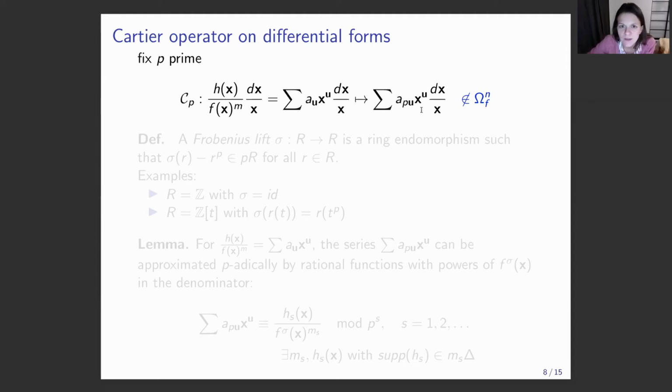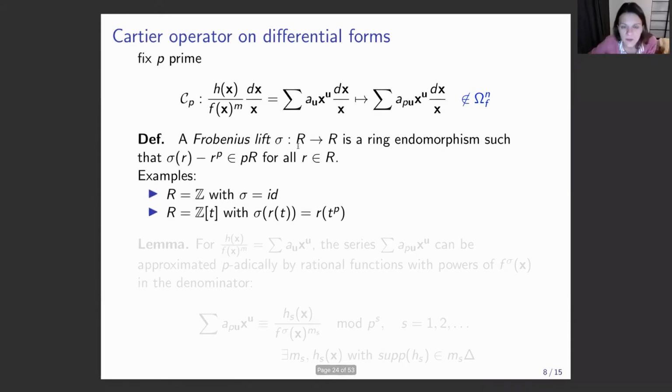It looks weird. It doesn't look like anything geometric at this point. And of course, it destroys the property of being a rational function. So when we start with an expansion of a rational function, we lose this property here, because we did something weird to the power series. But we will remedy this problem now by introducing Frobenius lifts. So suppose we have a Frobenius lift on our ring.